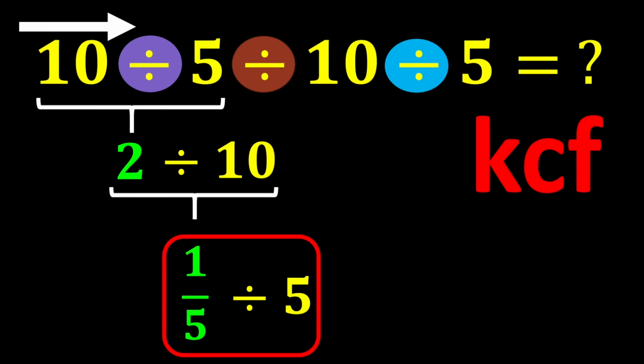To solve this part, we use the KCF rule. K stands for keep, C stands for change, and F stands for flip. The KCF rule is a simple rule for dividing fractions.